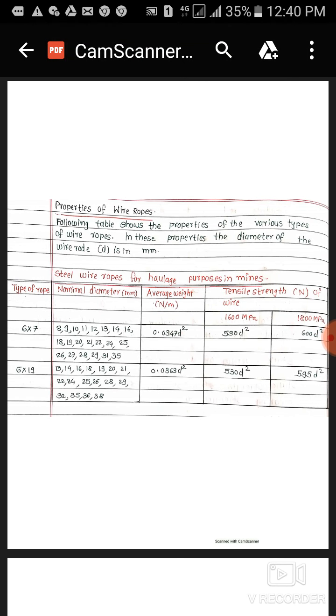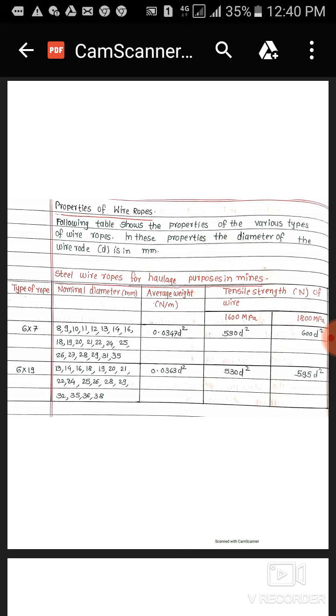Hello students, today we discuss the properties of wire ropes. Here the property that includes the wire rope diameter, indicated with the small d symbol, and according to the different applications we see different tables.